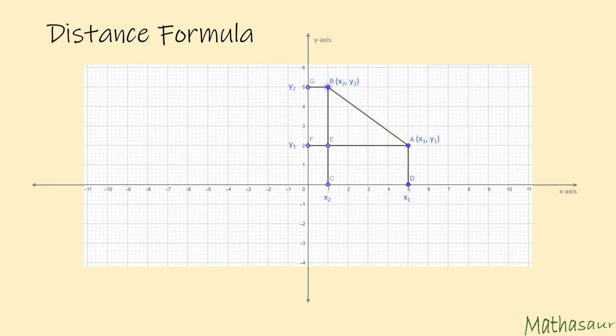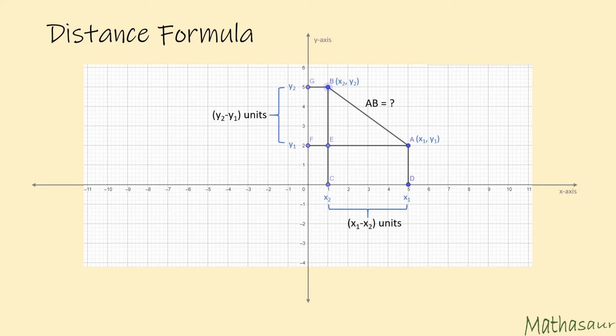Now let us call the coordinates of point A as x1, y1 and coordinates of point B as x2, y2. Now we have noted that the perpendiculars that we drop from these points onto the x-axis and y-axis indicate the intercepts on these axes. The segment CD would measure x1 minus x2 units. Similarly, the segment GF would measure y2 minus y1 units.